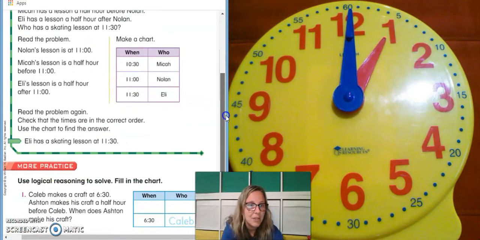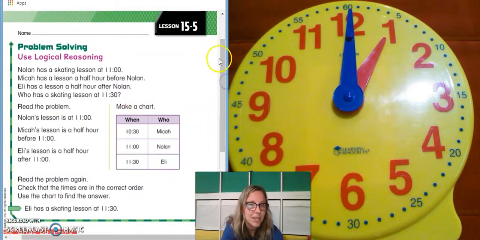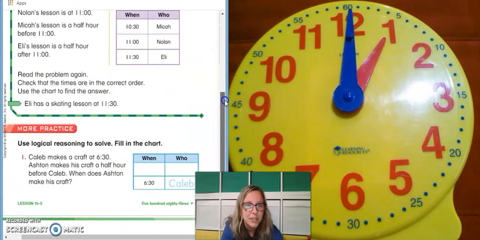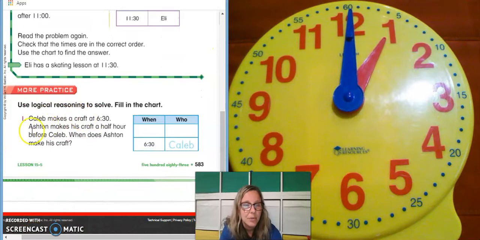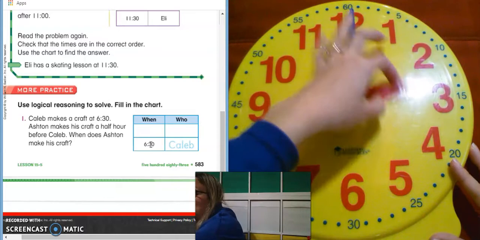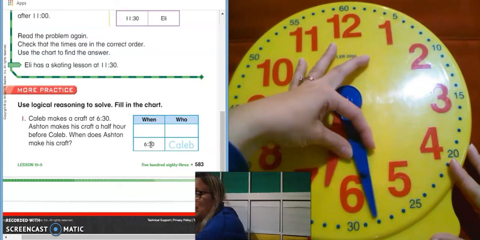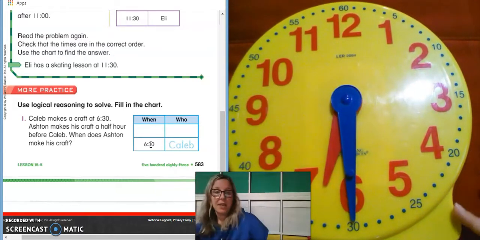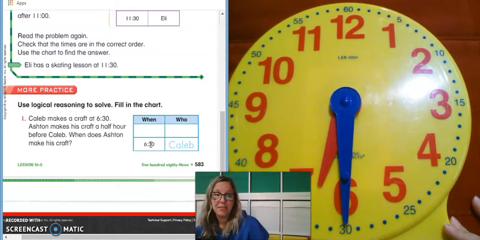They're just reminding you here how to solve with logical reasoning, and now we'll go down to number 1. It says Caleb makes a craft at 6:30. So they put Caleb next to 6:30. It says Ashton makes his craft a half hour before. So when does Ashton make his craft? Okay, so if it's 6:30, that would be right here. And that is when Caleb makes his craft.